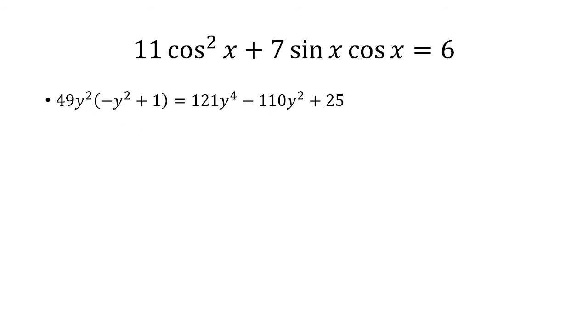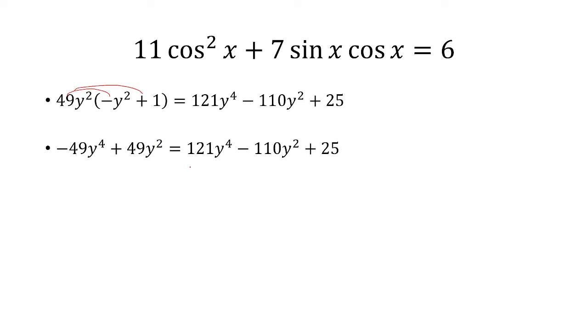Okay, now we have to distribute this 49y squared to both the negative y squared and 1. And at the next step, we're going to move these terms to the left. So we'll end up with negative 170y to the fourth plus 159y squared minus 25 equals 0. At this point, if you want, you can factor, but having a fourth degree polynomial is a little intimidating.